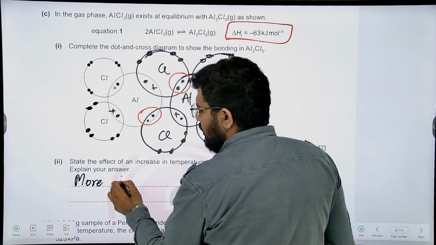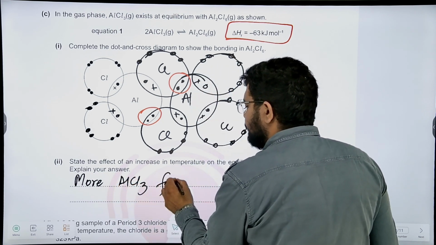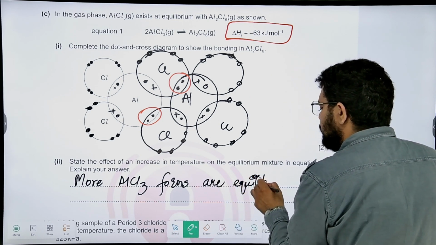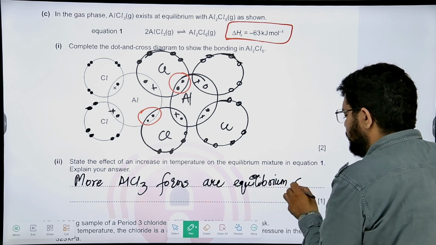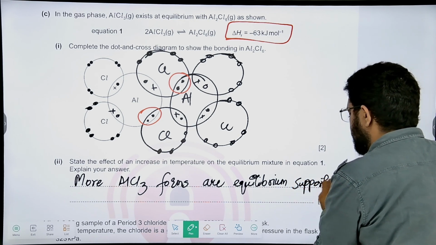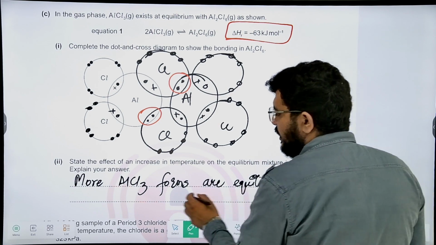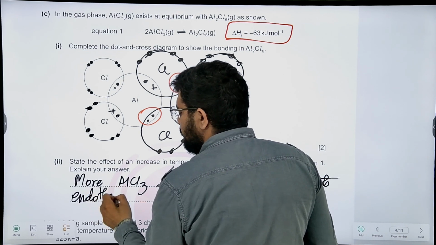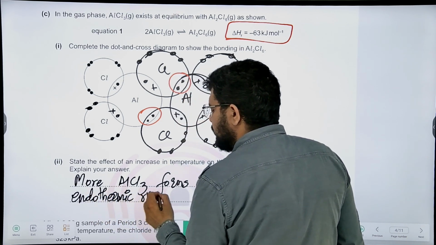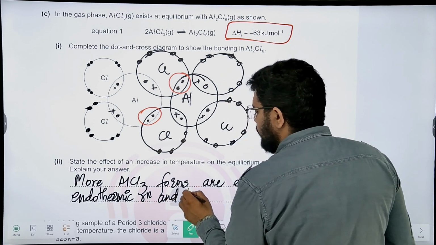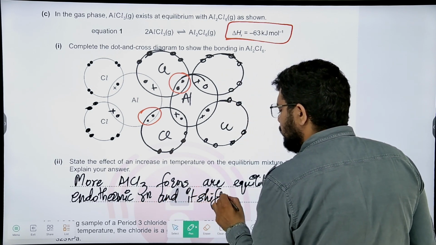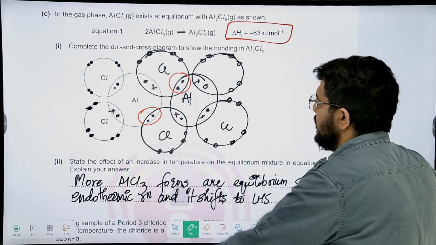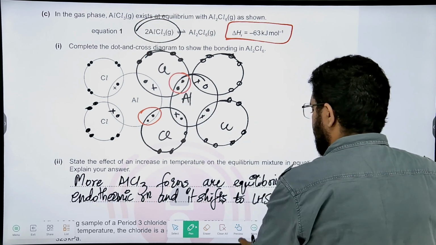More AlCl3 forms as equilibrium supports, right? We are using higher temperature. So equilibrium supports the endothermic reaction and it shifts to the left hand side, right? The equilibrium shifts to left hand side and AlCl3 starts forming.